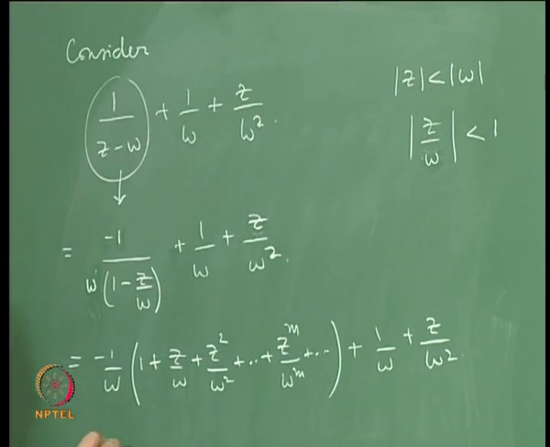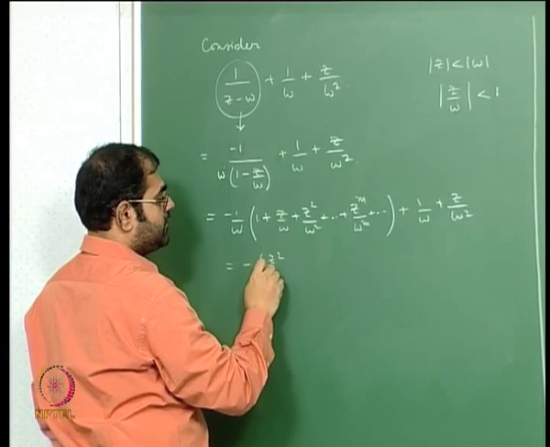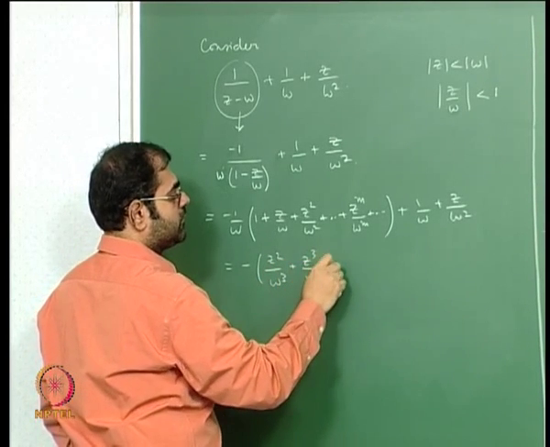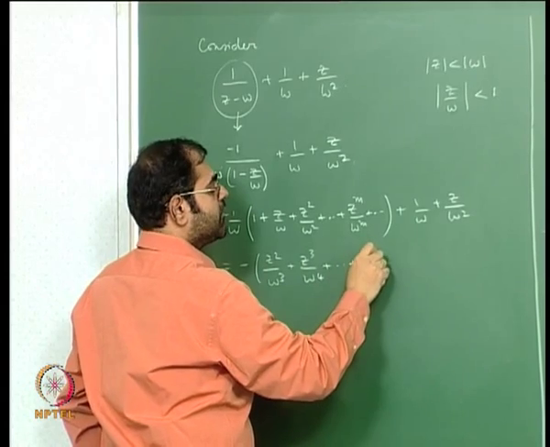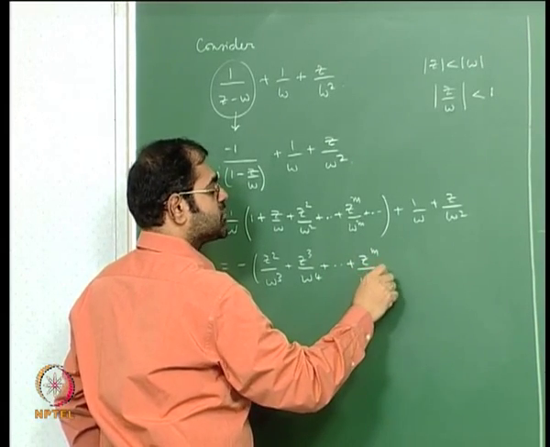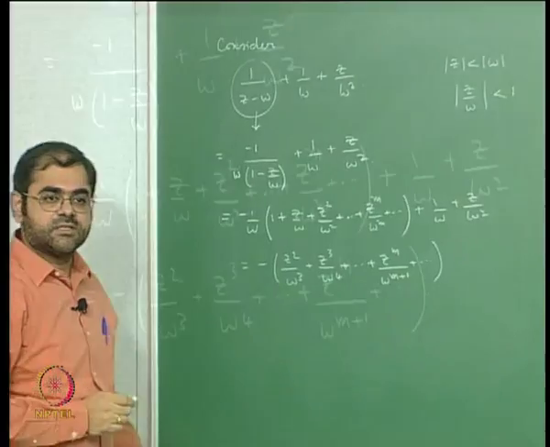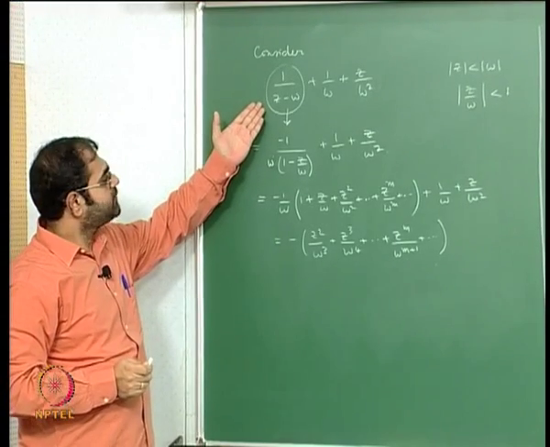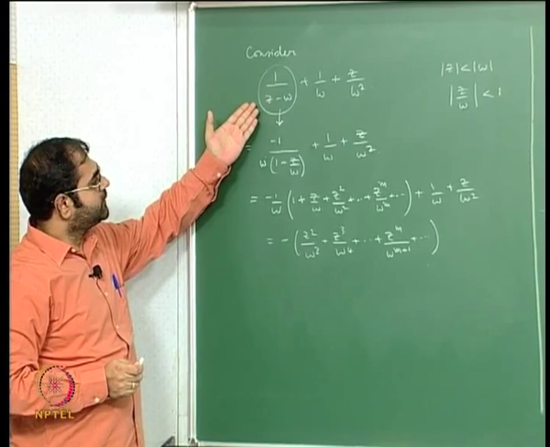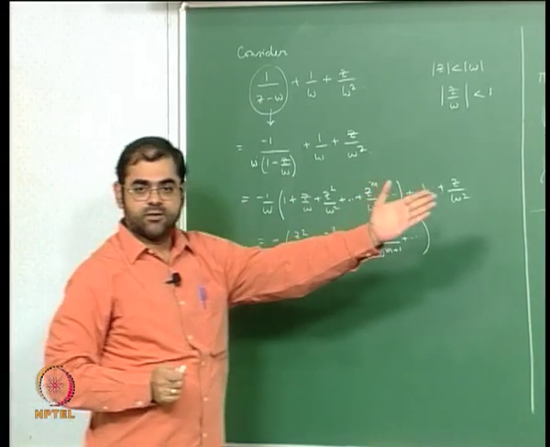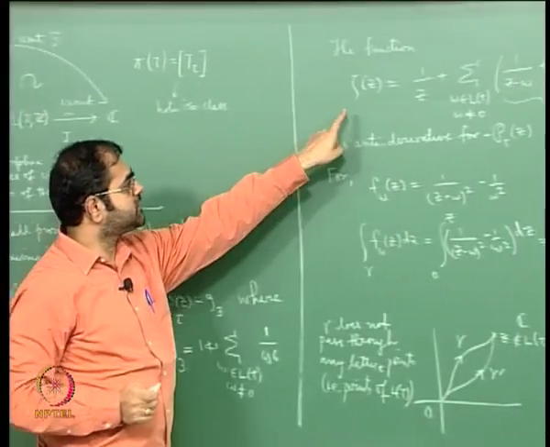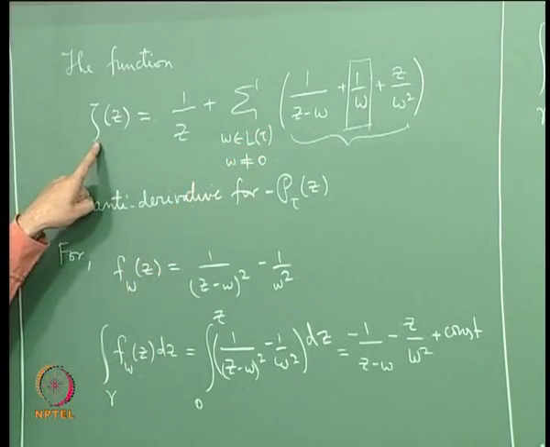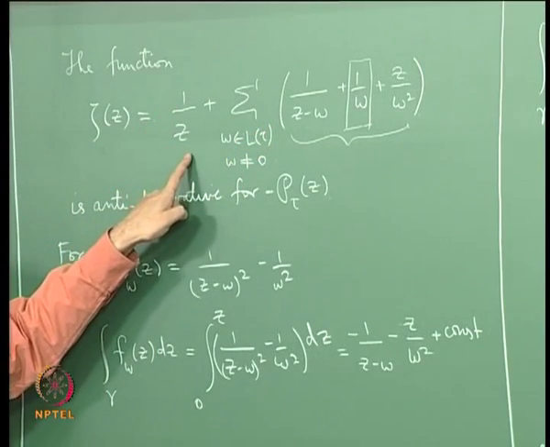So what I am left with is minus of z squared by omega cube plus z cube by omega power 4 and so on. The general term will be z power m by omega power m plus 1 and so on. So this is very easy to write down. I am just writing down the analytic part of the Laurent expansion of zeta of z at the origin. The singular part is of course 1 by z.